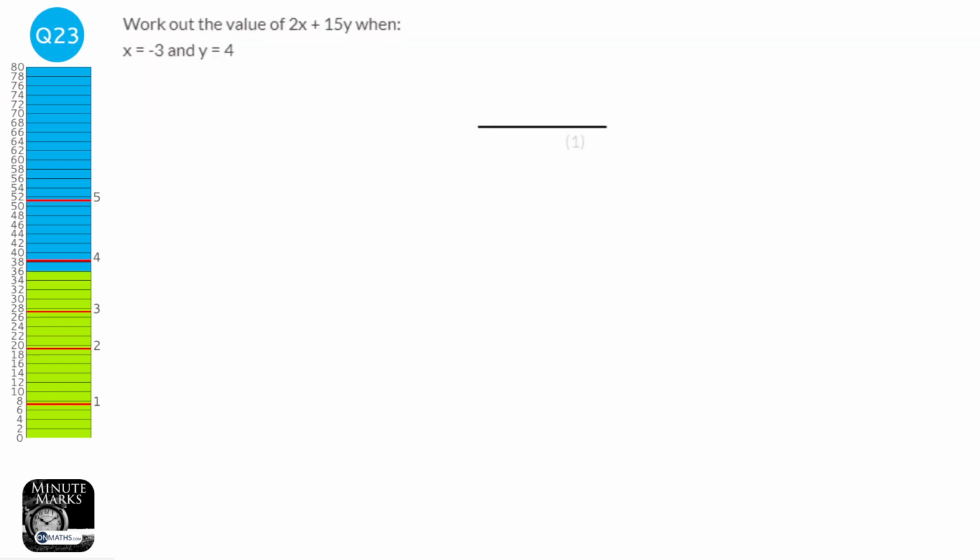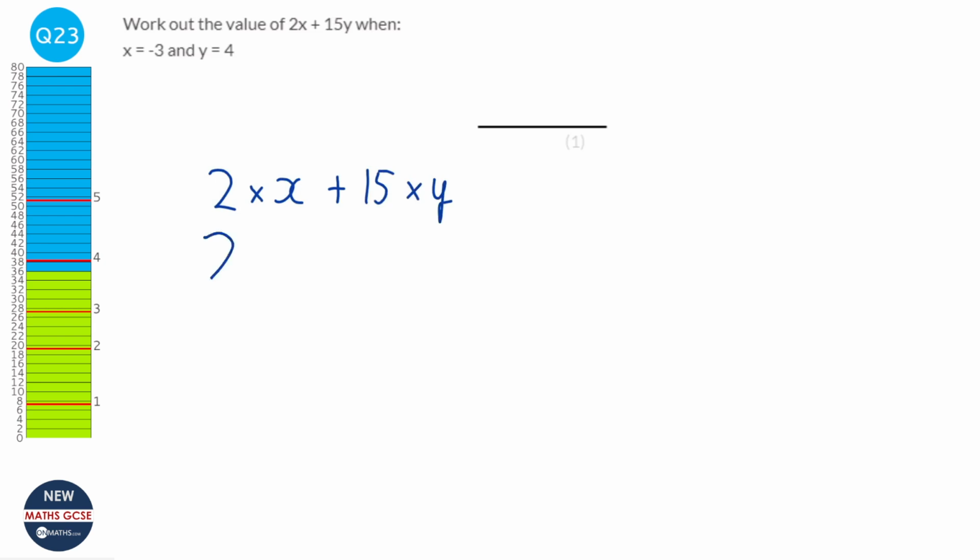I'm going to write the expression given to us, but with times signs in. So it's 2 times x plus 15 times y. And it says that x is -3 and y is 4. So instead of x, we're going to replace it with a -3. And I'm just going to put it into brackets just to make things a bit easier.